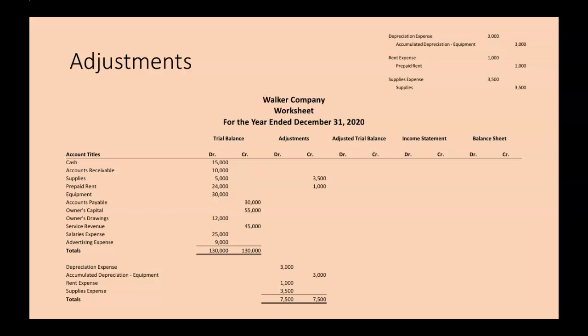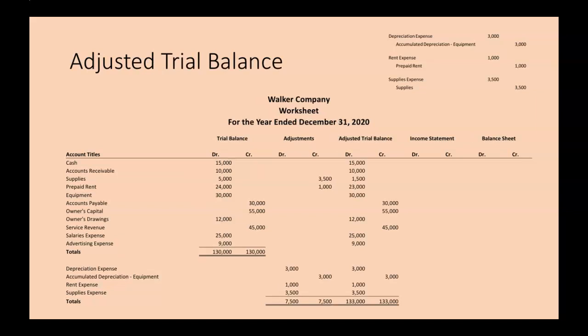After you fill out your adjustments column, the next section is for an adjusted trial balance. What we're going to use here is our original trial balance information with our adjustments that we just filled out to show the new updated balances for all of these accounts. You'll notice a few have changed. Let's start with supplies. Originally you had 5,000. Then in your adjustments you showed that you used up 3,500. So the adjusted trial balance shows a balance of 1,500 in that account. Prepaid rent, you originally had 24,000. You used up 1,000 and now you have 23,000 left.